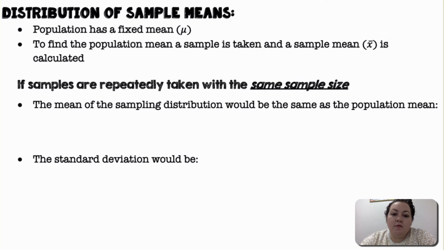All right, distribution of sample means. When I'm working with means, things are going to be a little bit different than when I'm working with proportions. So the population has a fixed mean. We call that mu. To find the population mean, a sample is taken and the sample mean is calculated. So x bar is our sample mean. If samples are repeatedly taken with the same sample size, then the mean of the sampling distribution would be the same as the population mean. So mu of x bar would be equal to mu, and the standard deviation would be the population standard deviation divided by the square root of n.